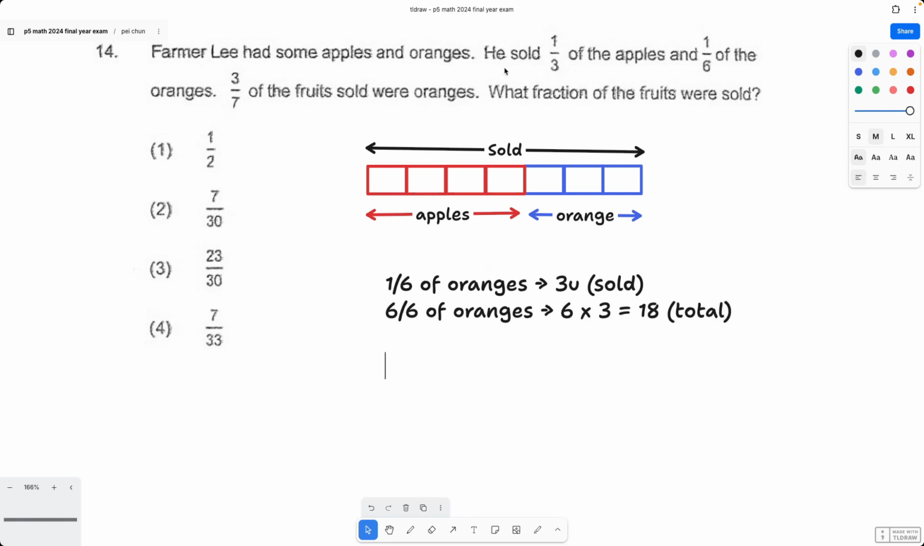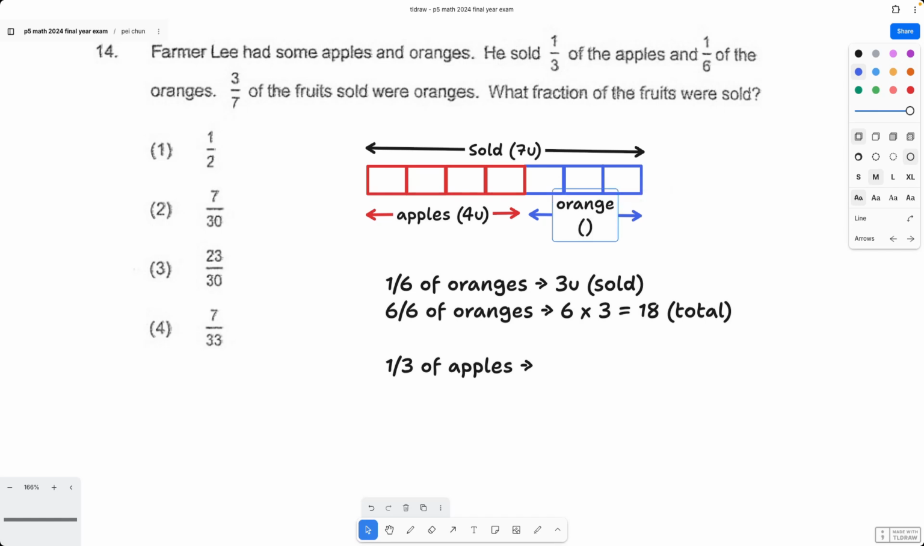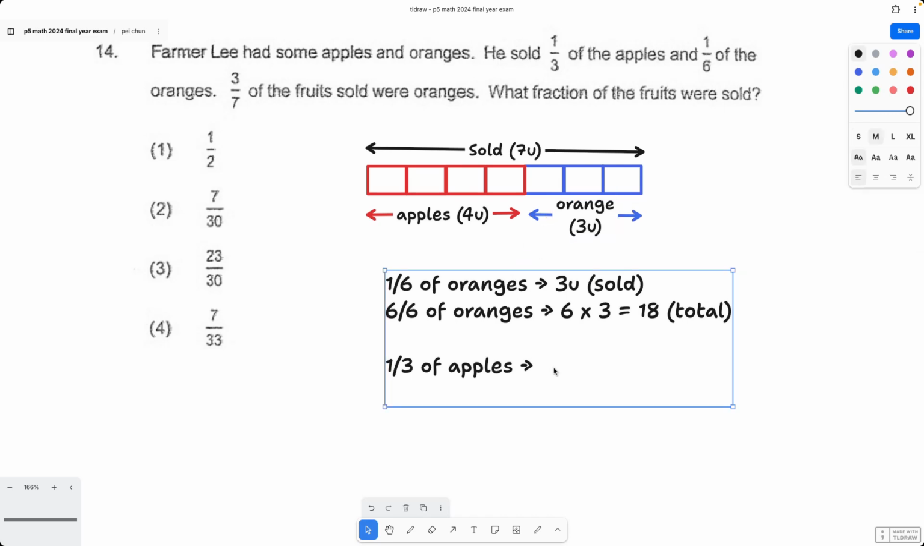Then we go to the apples. 1/3 of the apples were sold. So 1/3 of apples is in this case 4 units. So maybe I'll just put it here. Okay, 4 units. Then for oranges, I could put 3 units. This will be bracket 7u. This will be bracket 3u. Okay, so let me just put it like this. Yeah, that works. So 1/3 of apples is 4 units, which is also sold.